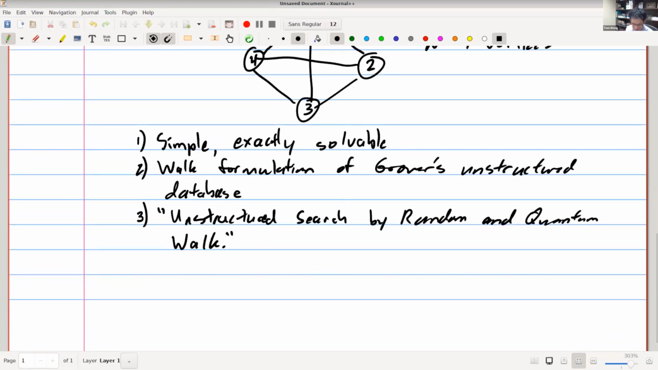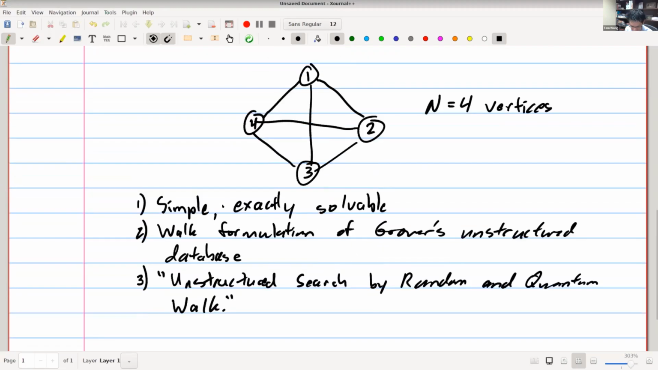And finally, one more thing before we look at this is that there's actually different types of quantum walks. And in this paper, I actually talk about two different ones. We're only going to focus on one in this tutorial. We're going to focus on the discrete time quantum walk.